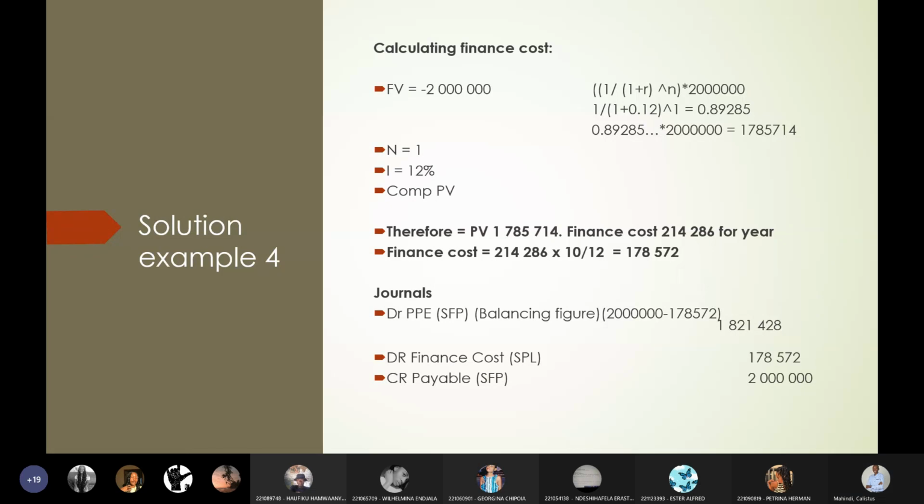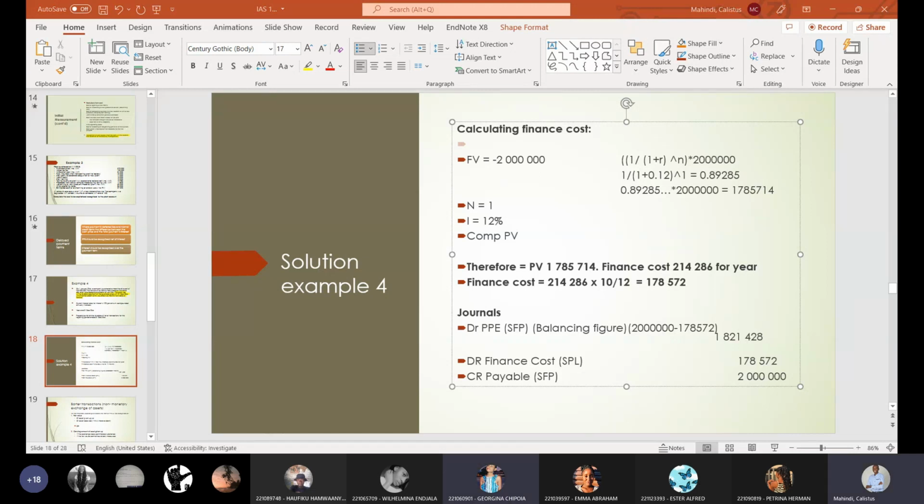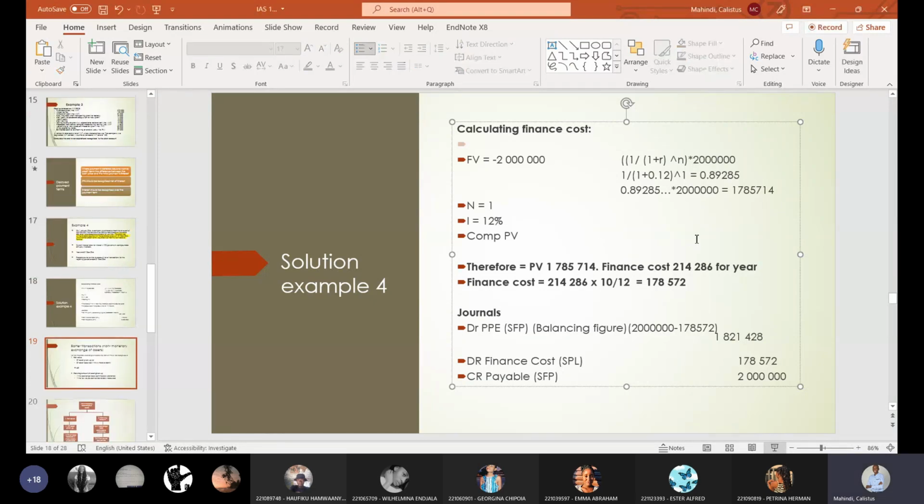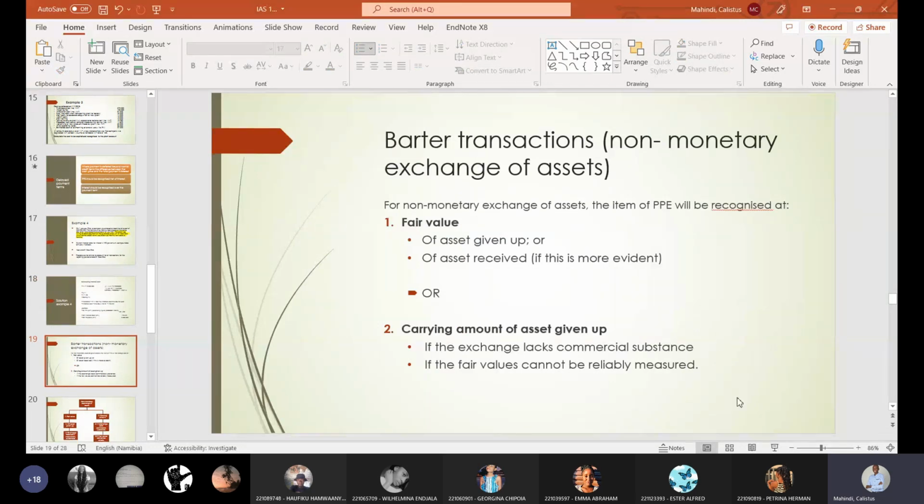Is that clear? Okay, someone asked a question first. Where did you get the finance cost amount? We calculated the finance cost amount previously when we used this present value formula to calculate the present value of the 2 million, and we arrived at an amount of 1,785,000. Then we said that the finance cost is 214,000. Let me go back.